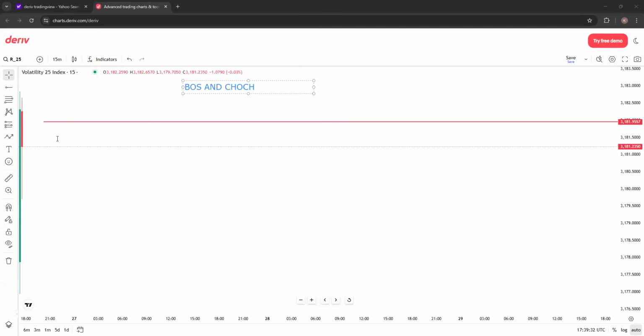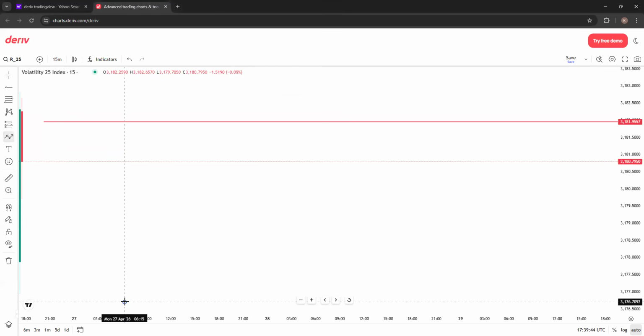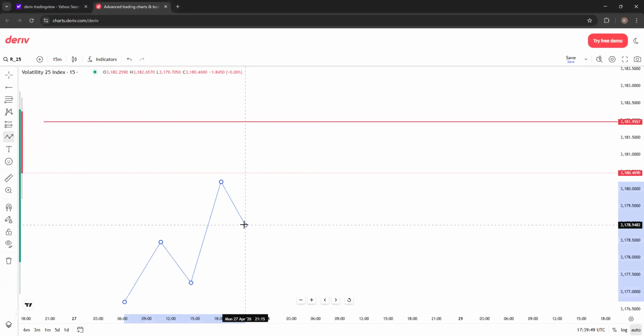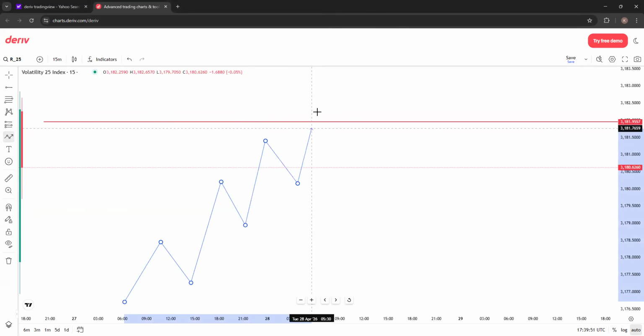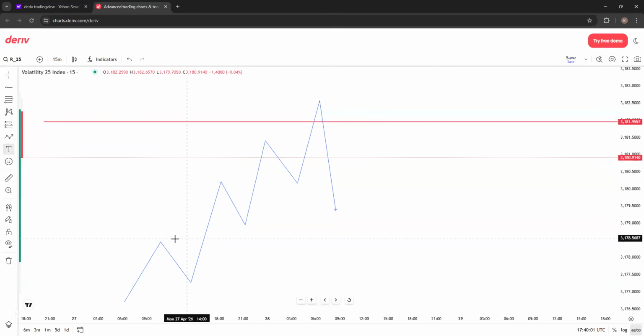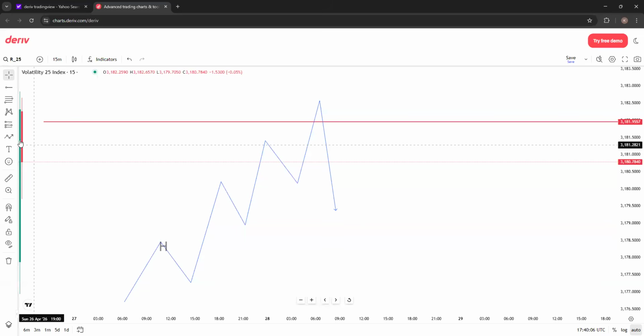What is a break of structure? A break of structure, let's start here, right? What we generally term it is a move that breaks a trend. Let's say we are in an uptrend. We want to see a low being broken. And what I told you before is we call this a high, right? And we call this a low, right?